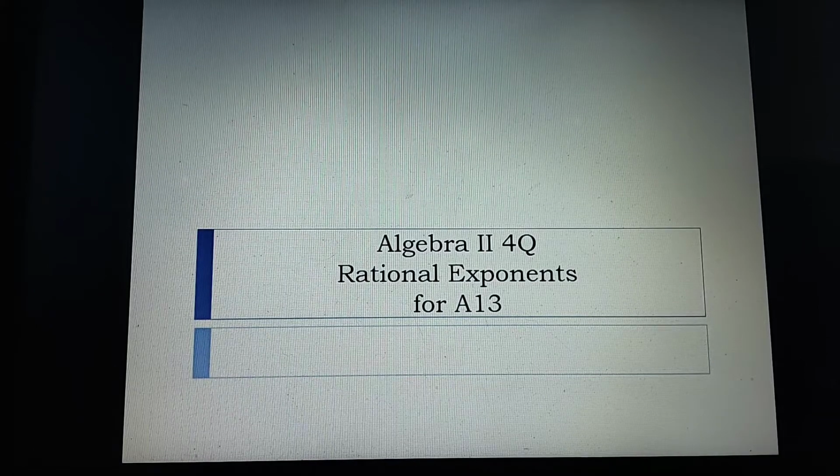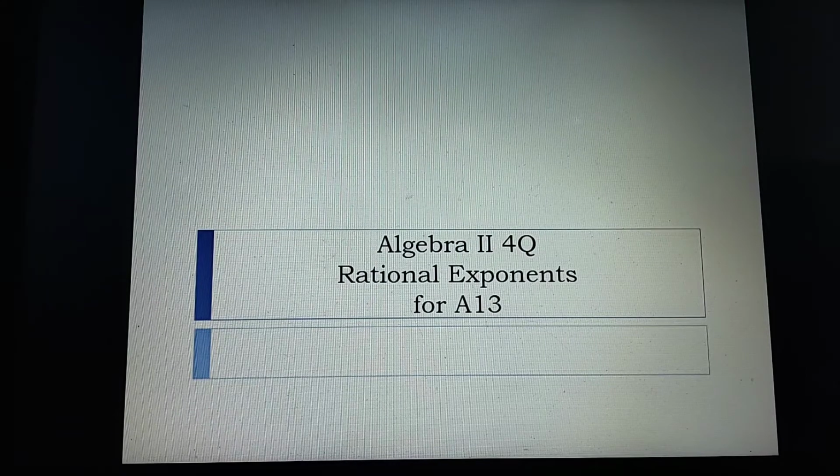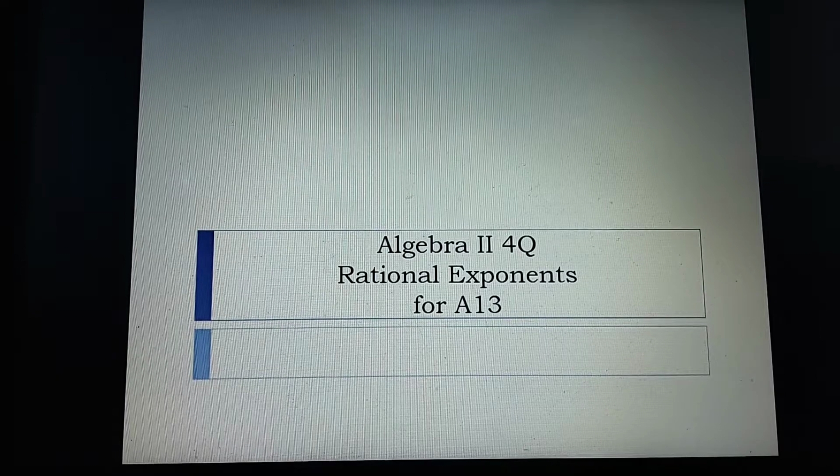Hello, hello. Today is where rational exponents can start to look kind of scary. But I want you to keep in mind that you already know how to do this. We learned it when we learned rules for exponents to begin with. So you've already done it. It just looks different. Okay? So you can do this.